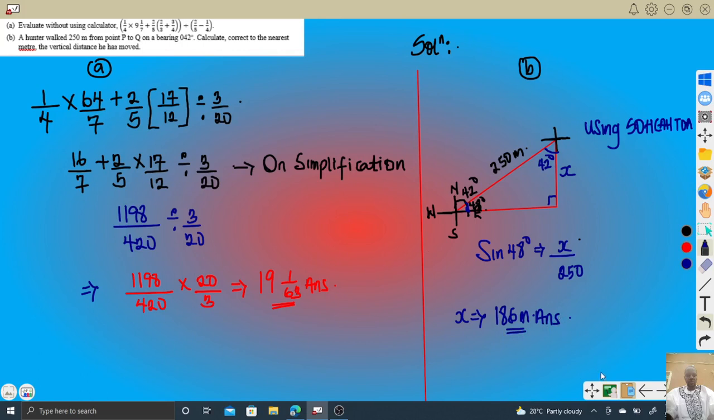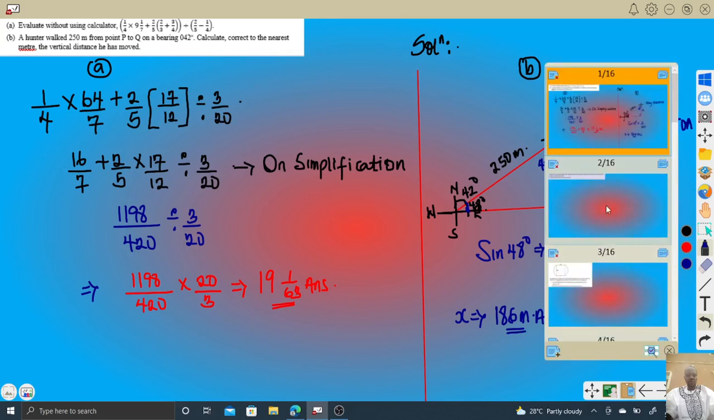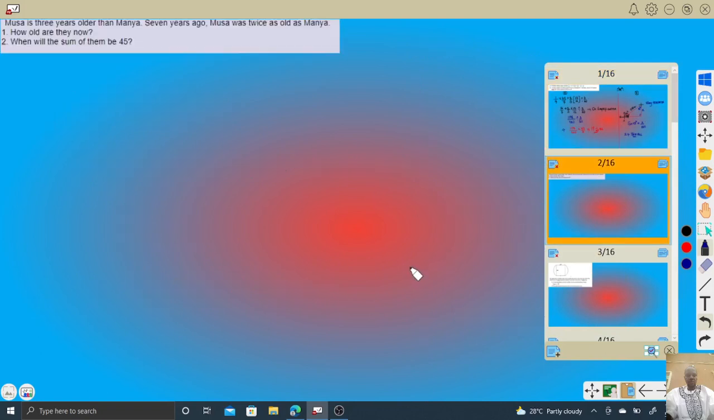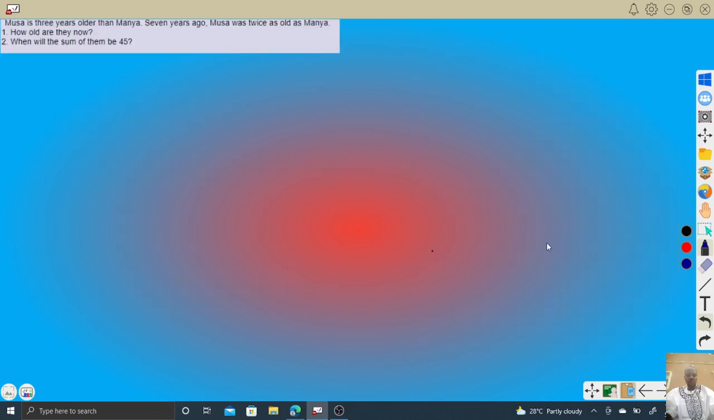Now we move to question 2. About question 2, we have a question on word problems, which I think is also one of the most important questions for WAEC this year. If you are preparing for this exam, you must have a very good idea on how to solve questions on word problems. So let's solve this one together. We can say the solution.